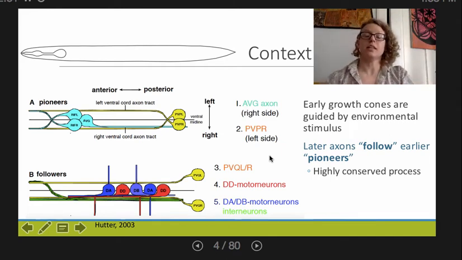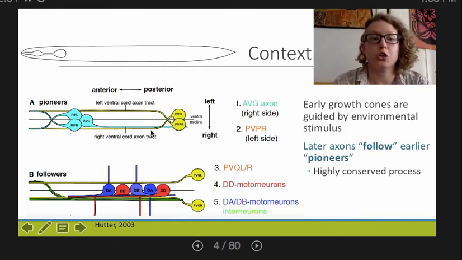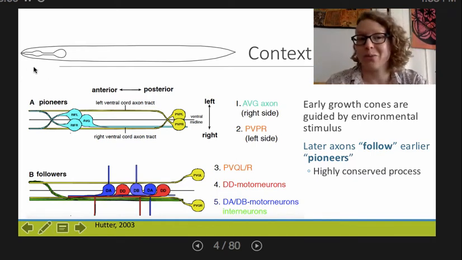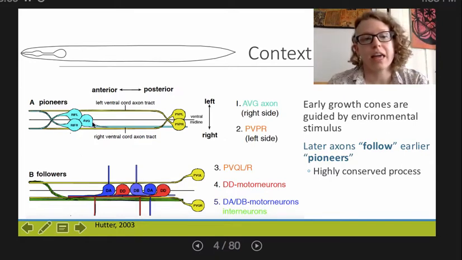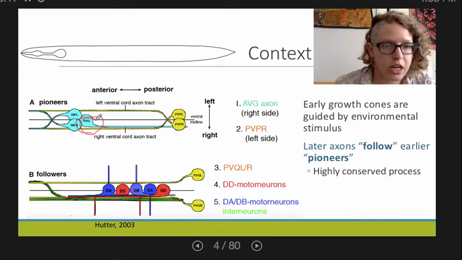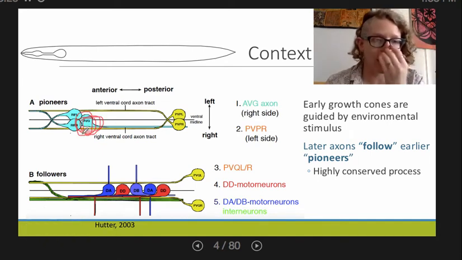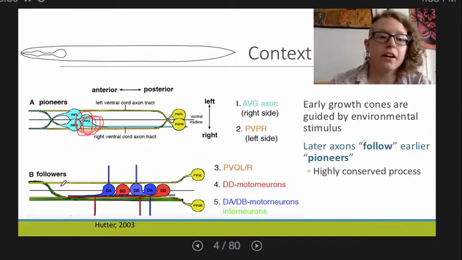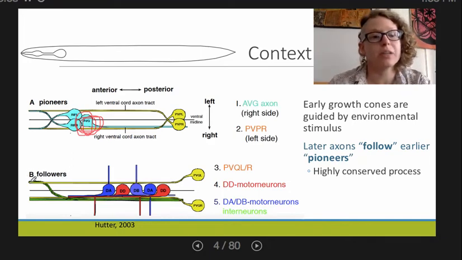This is how C. elegans builds its ventral nerve cord, which is analogous to your spinal cord. This is a schematic of the worm. There's its head, here's its tail, and early on, the AVG, which is this cell here that I want you to pay attention to. Here, let's circle it. AVG here is going to be our pioneer, and it's going to extend early on. And then later, these followers, including especially these interneurons in green, are going to follow that AVG.